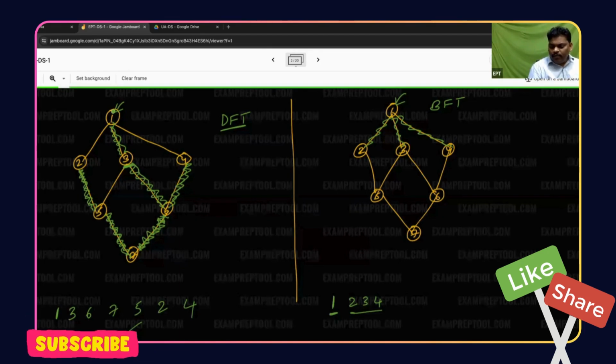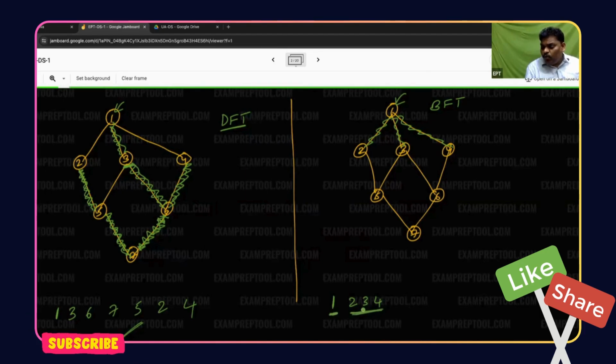I think DFT, I know. Okay, can you come to BFT? Everyone observe. One first, one adjacent is three people. All three people you take. Don't take just one. One adjacent is three. If I take one person, that is called DFT. If you take all, that is called BFT. This is called breadth first traversal.